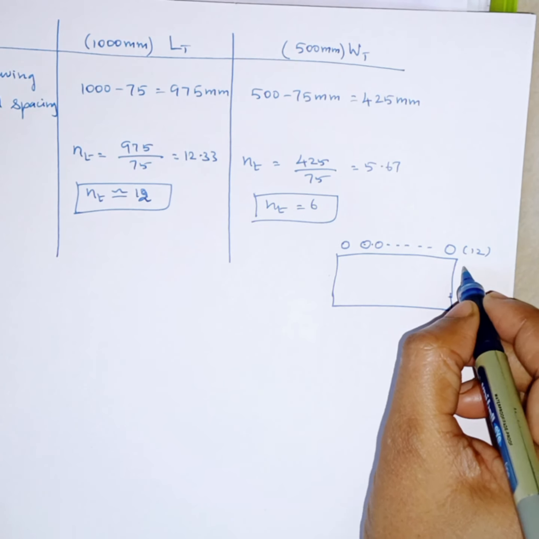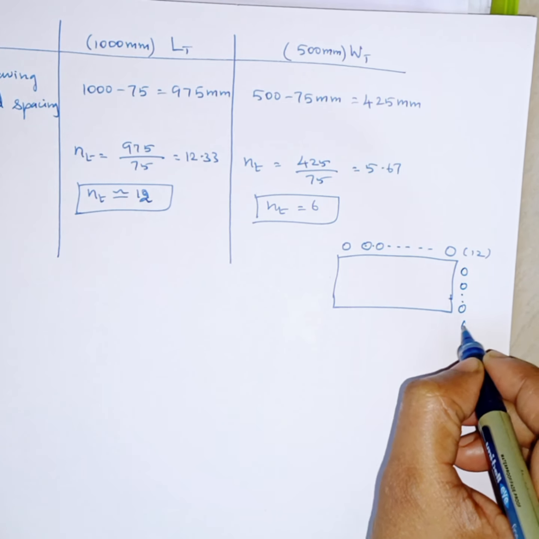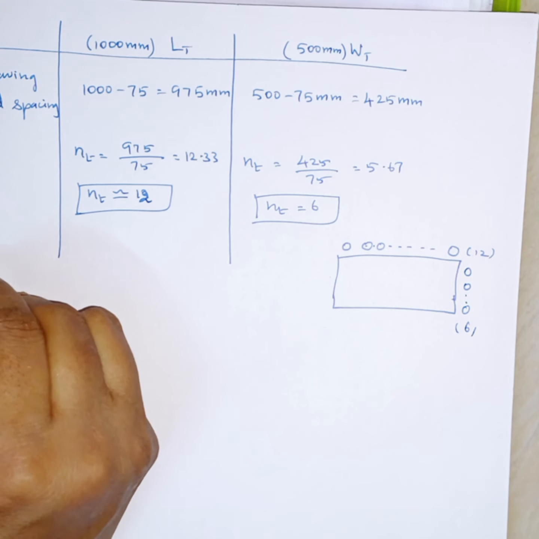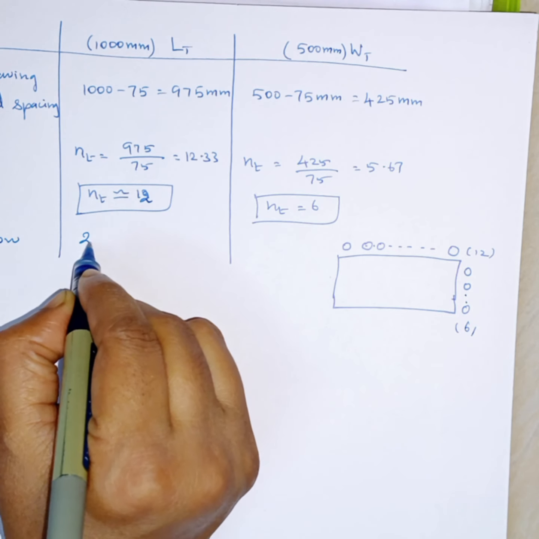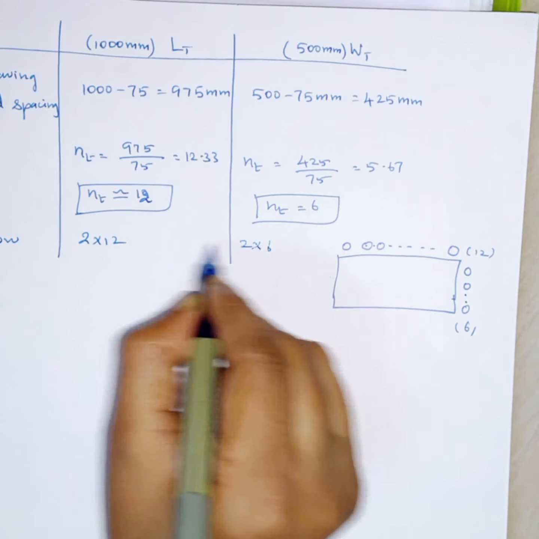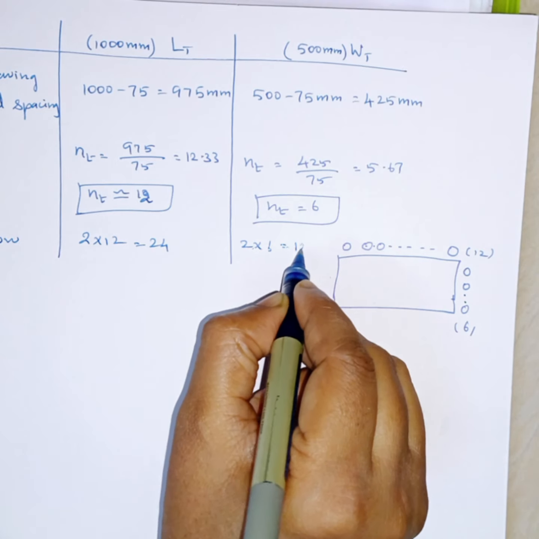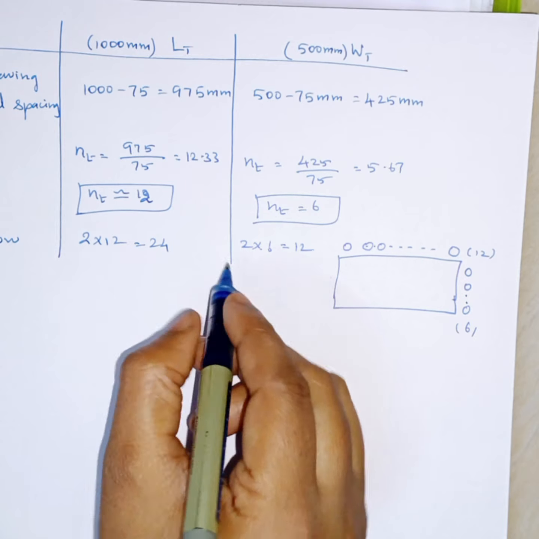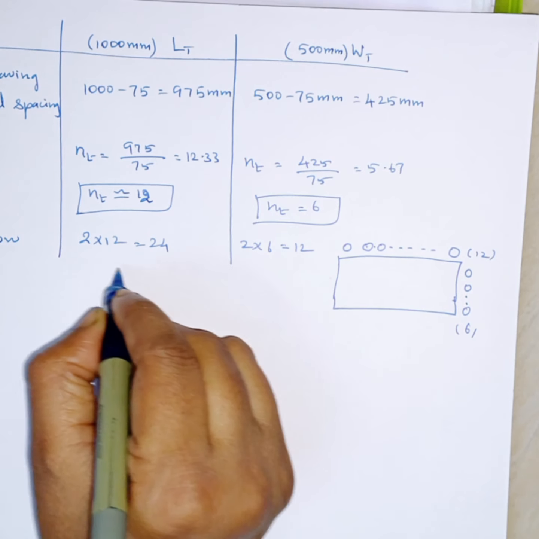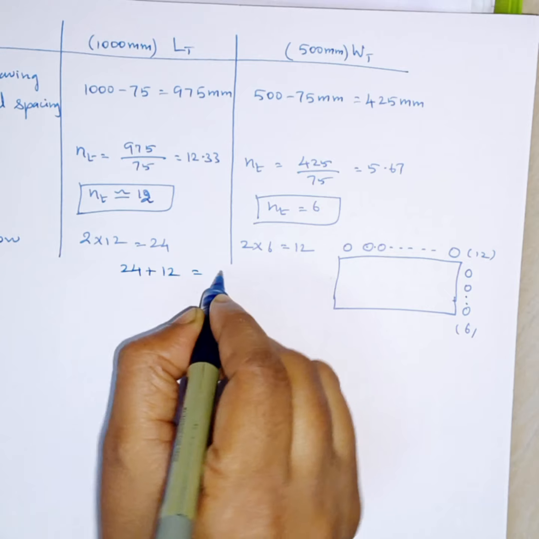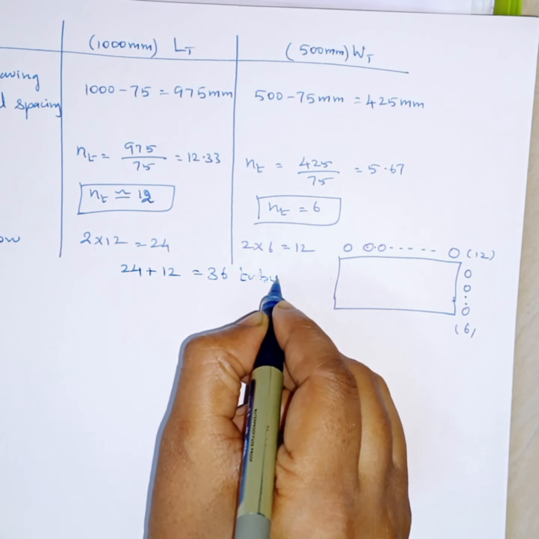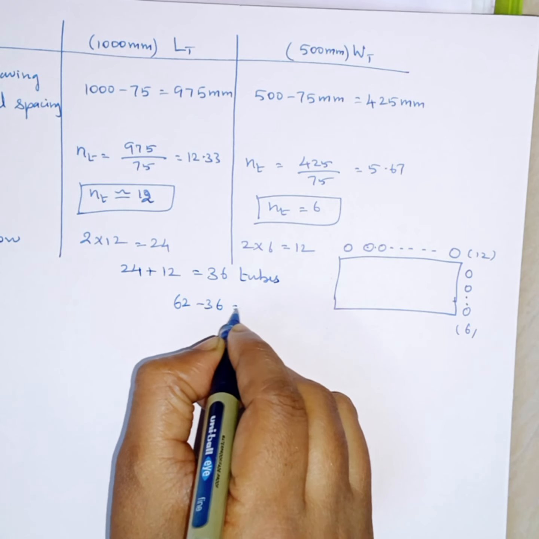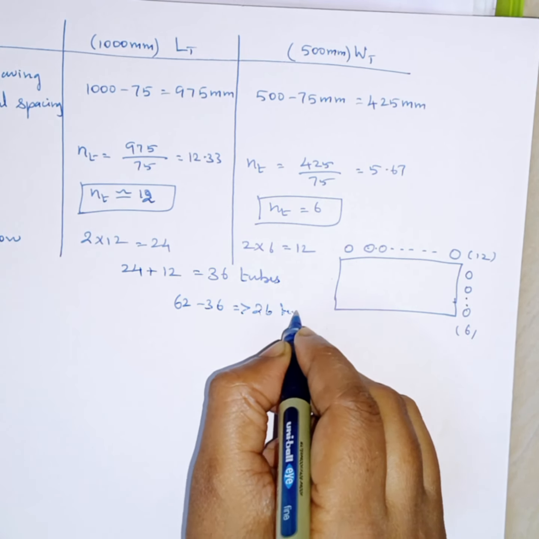If we keep 6 here, 6 plus 6, 12. So in the first row we have 2 into 12, which is 24, then 2 into 6, which is 12. Together, the first row has 24 plus 12, 36 tubes, correct? But we need to provide 62. So 62 minus 36, the remaining 26 tubes are still to be provided.